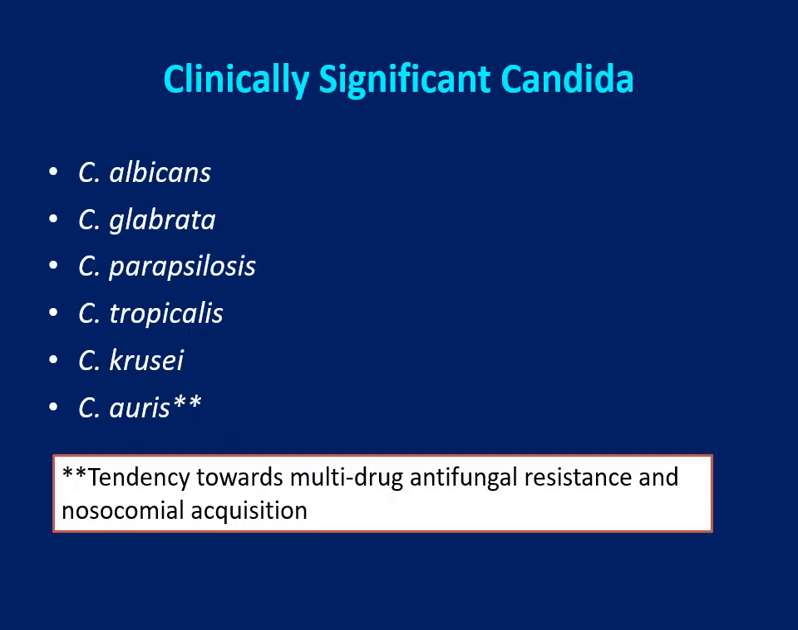So the clinically significant Candida are mainly albicans, glabrata, parapsilosis, tropicalis, krusei, and auris. And we know that there are many other Candida that have been incriminated in human disease.